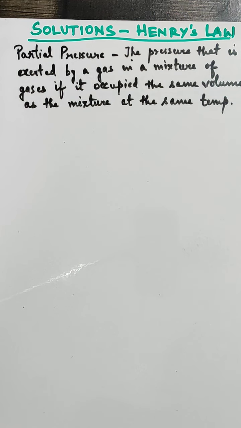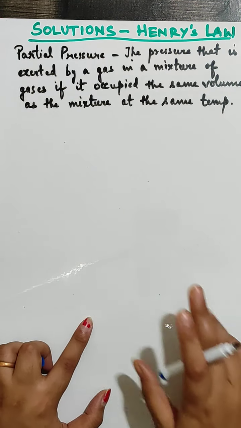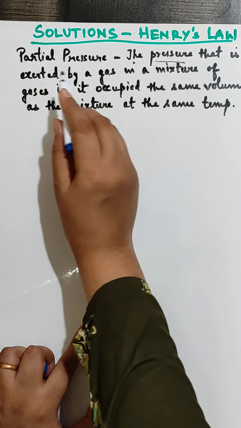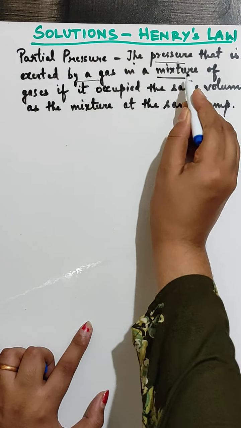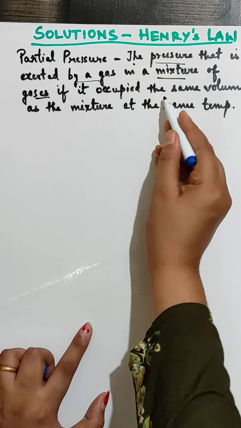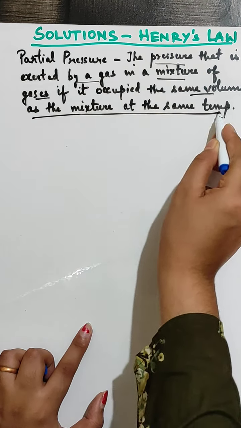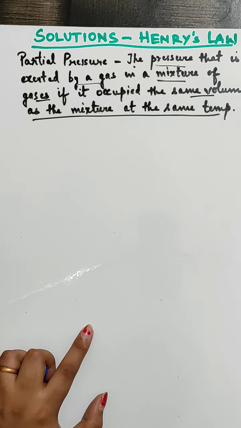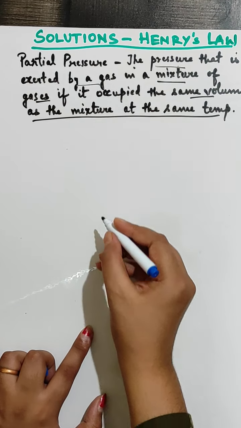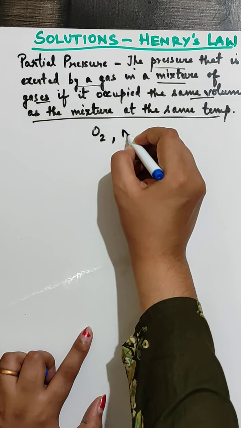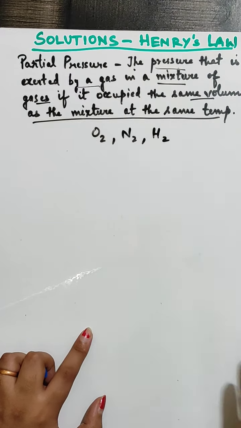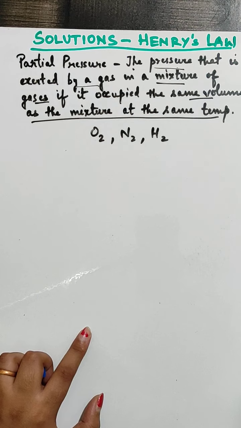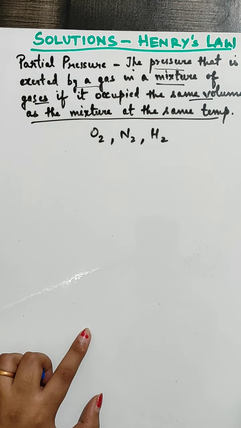So before getting into the topic, let's understand what is partial pressure. Partial pressure is the pressure that is exerted by a gas in a mixture of gases if it occupied the same volume as the mixture at the same temperature. Let's say we have taken oxygen, nitrogen, hydrogen. If we take more than one gas, then we would consider the partial pressure of the gases, okay?